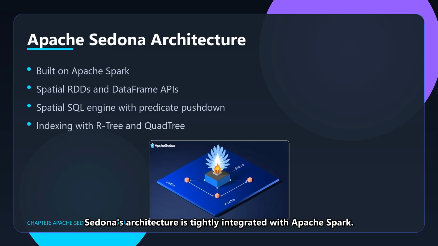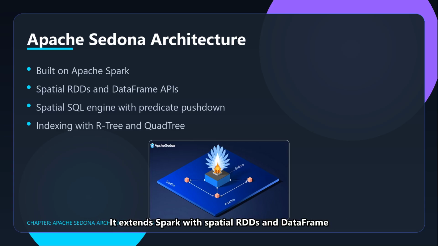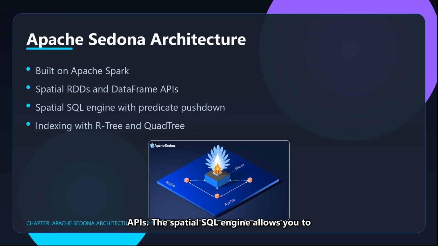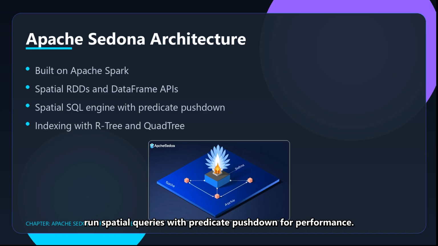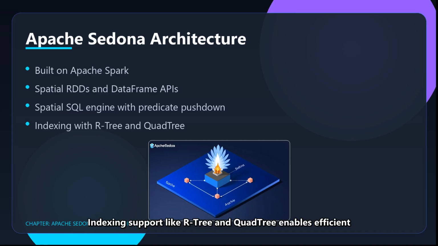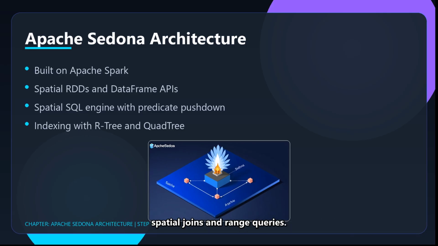Sedona's architecture is tightly integrated with Apache Spark. It extends Spark with spatial RDDs and data frame APIs. The spatial SQL engine allows you to run spatial queries with predicate pushdown for performance. Indexing support like R-Tree and QuadTree enables efficient spatial joins and range queries.